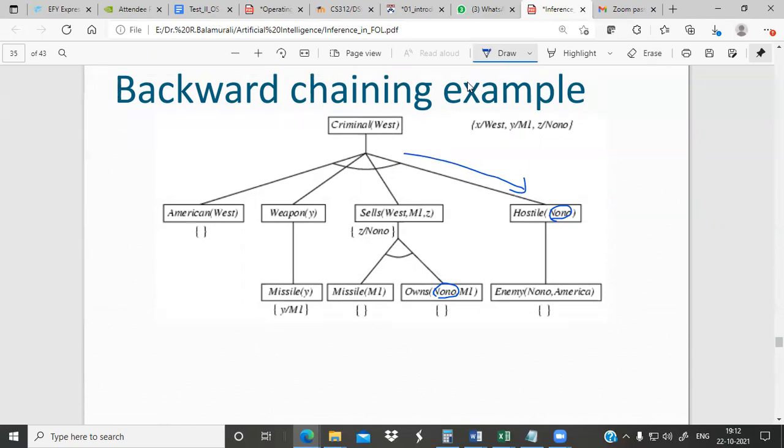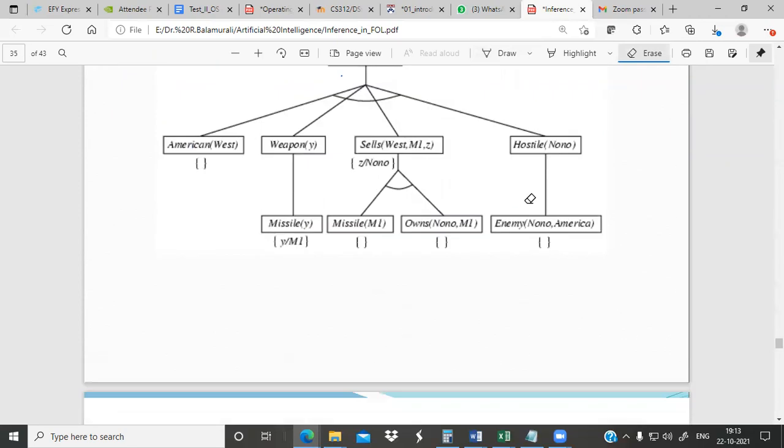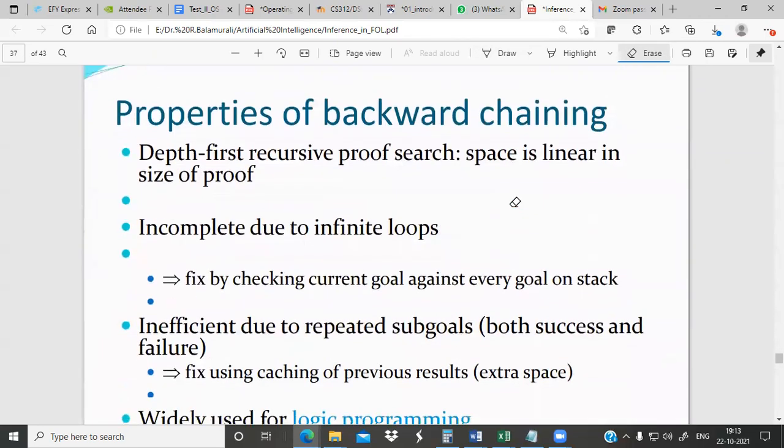If Nono is hostile, then it means Nono is an enemy of America. Now we have all the ground terms. If you want to prove West is a criminal, then you have to prove all these things, and now we have proved them. Going in this direction is called backward chaining, which follows a depth first approach. But backward chaining sometimes may create infinite loops, and because of that this algorithm is incomplete.